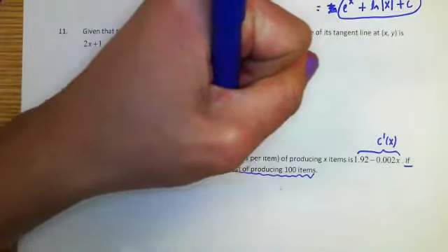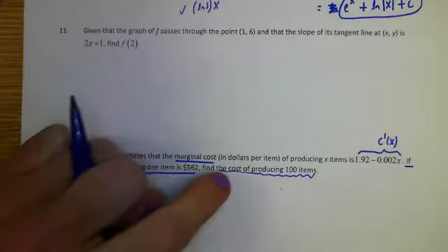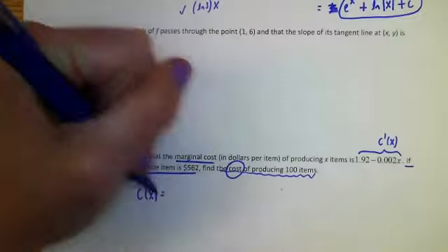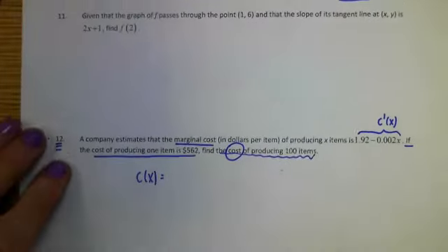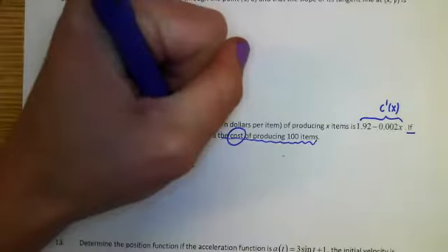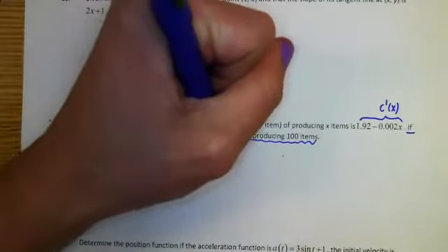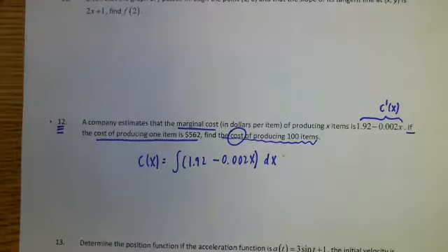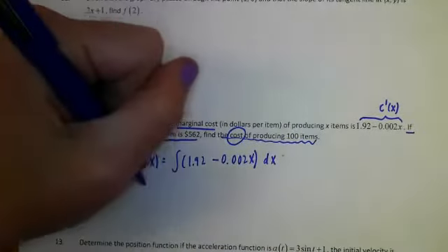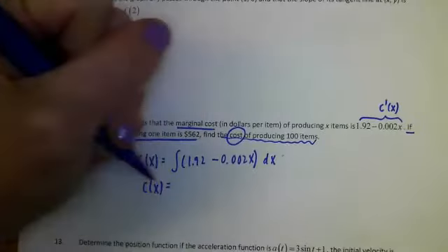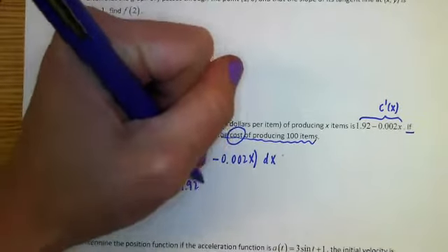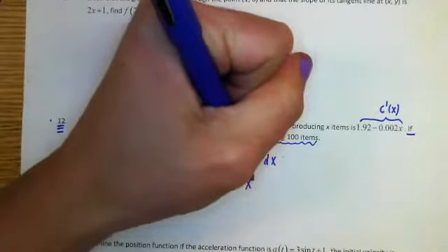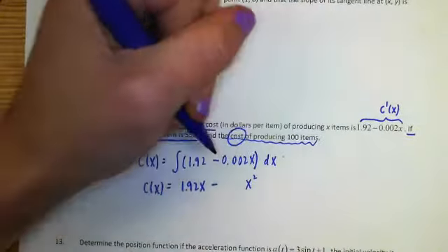Well, we need the cost. That means we need a C of x function. And since this is a derivative, we can take the antiderivative to get a cost function. We need the antiderivative of 1.92 minus 0.002x taken with respect to x. So let's integrate. C of x, the cost, equals, here's a constant, 1.92x, minus, let's take this up a power. X goes up to the second power, but we have to divide the coefficient by 2. So it'd be 0.001 x squared.